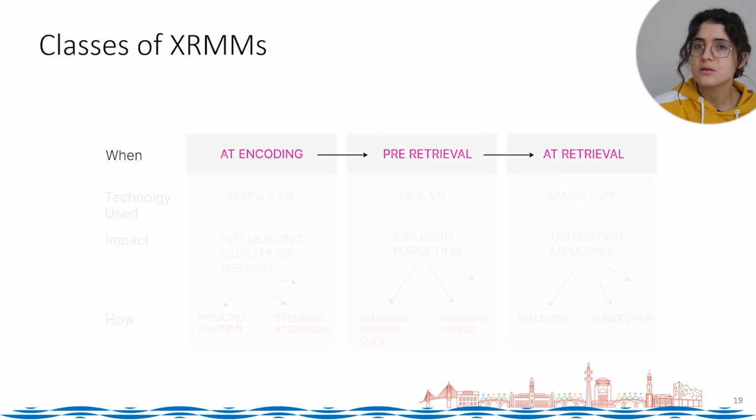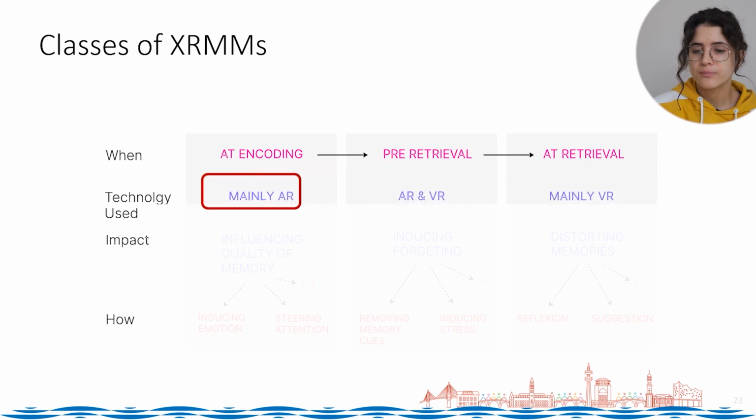We found 3 classes of XRMMs based on when a manipulation is done. So let's say that you want to manipulate the memory of an event. The manipulation can be done while the event is happening, at encoding. It can be done after the event happened but before the person remembers it, pre-retrieval. Or it could be done while the person is remembering the event, at retrieval.